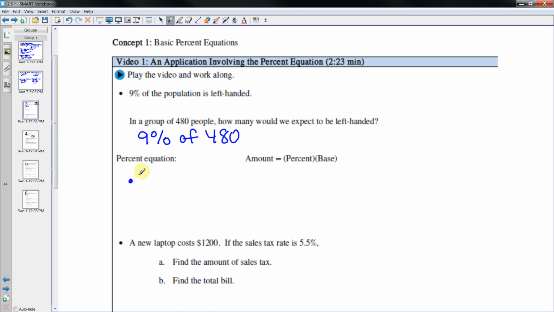So 0.09 times 480 people equals what? So I'm going to take 0.09 times 480, and I got 43.2 people, which you can't really have 0.2 people, so about 43 people you would expect from that 9%.